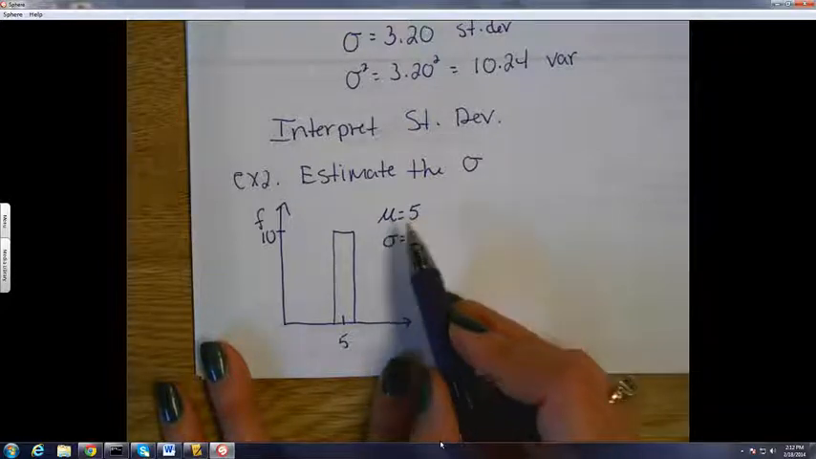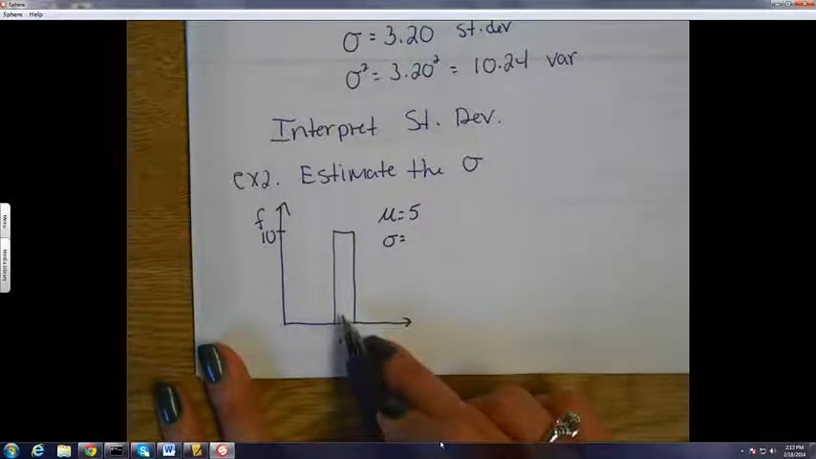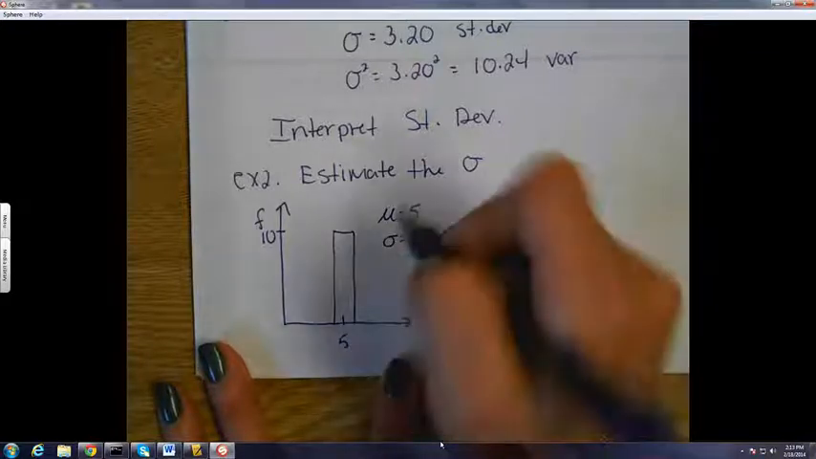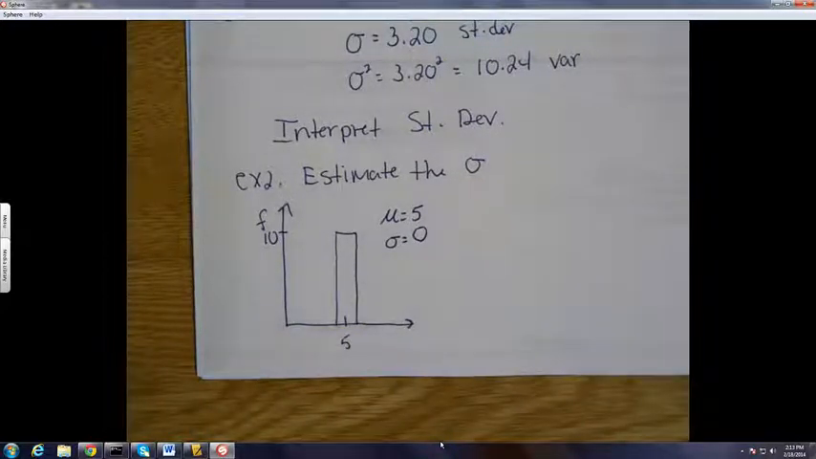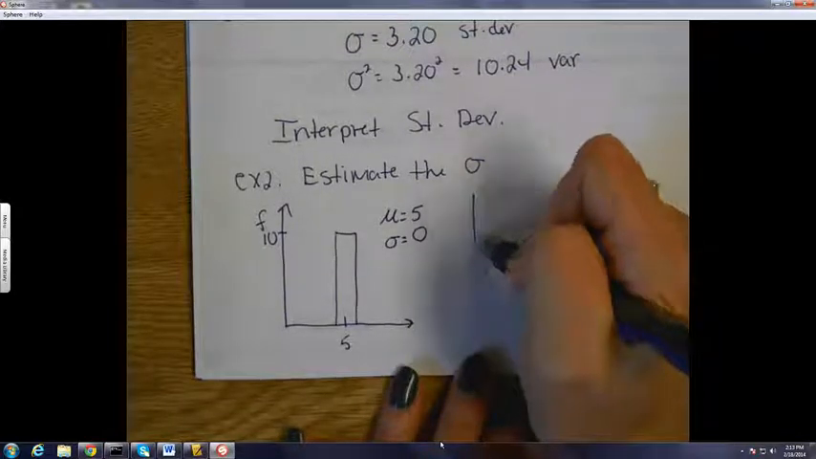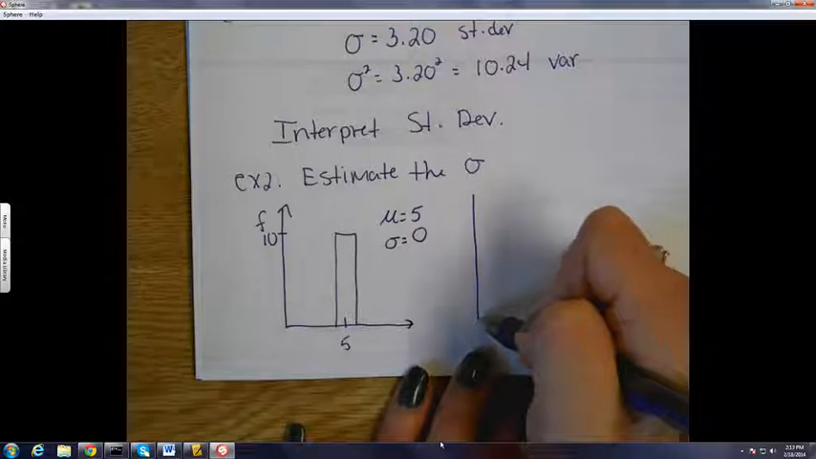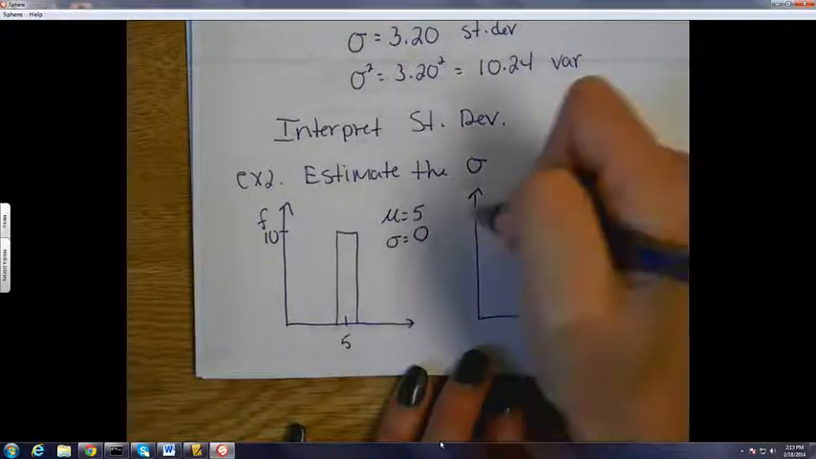Okay? Standard deviation is the average distance away from the mean. How far away are my 10 values from the mean? 0. So the standard deviation here would be 0. A 0 standard deviation means I'm not away from the mean at all. They're all sitting right on top of the mean. There's no distance away. Does that make sense? Kind of. Okay, that was an easy one.